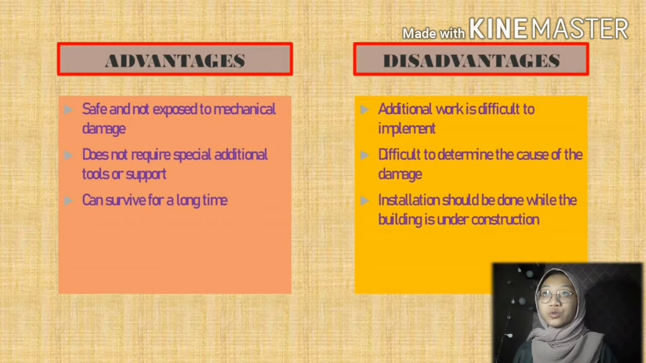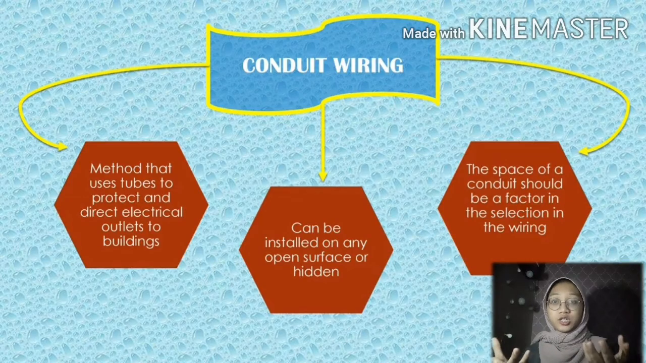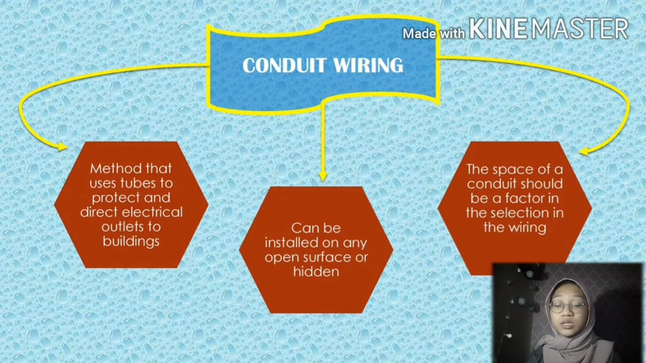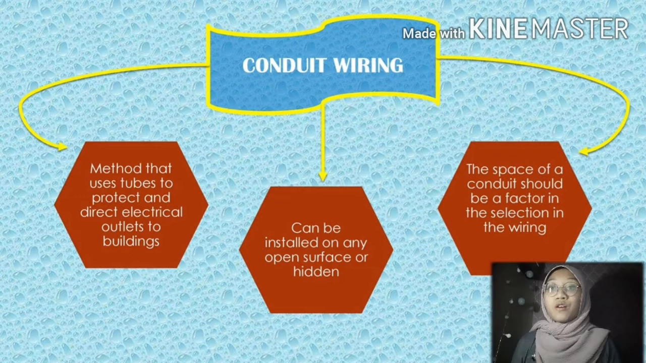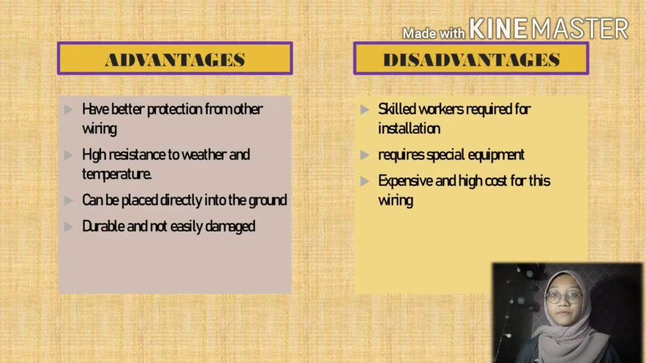Conduit wiring. The space of a conduit should be a factor in the selection of the wiring. It is the method that uses tubes to protect and direct electrical outlets to the building. It also can be installed on any open surface or hidden surface. Now, the advantages and disadvantages.